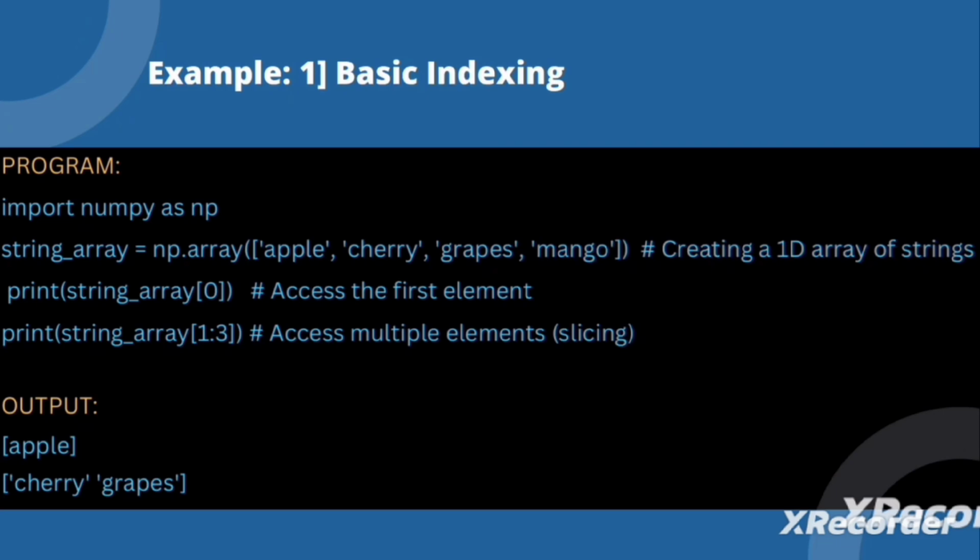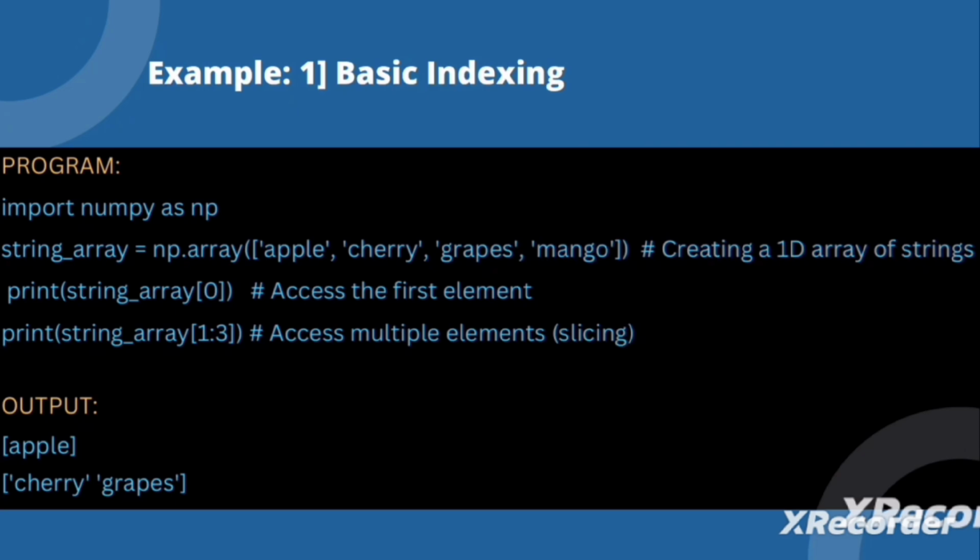So it is possible in two ways. First is basic indexing and second is Boolean indexing. Here we will discuss basic indexing. Here in this example, we have created a 1D array of strings, that is apple, cherry, grapes and mango.